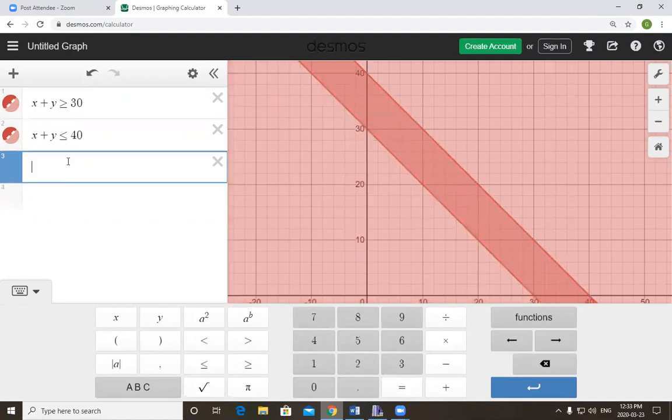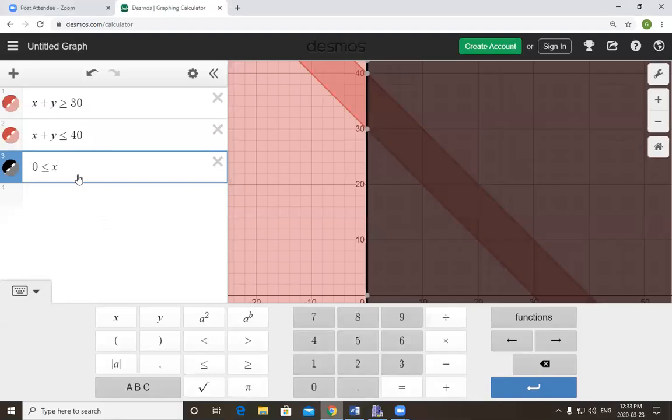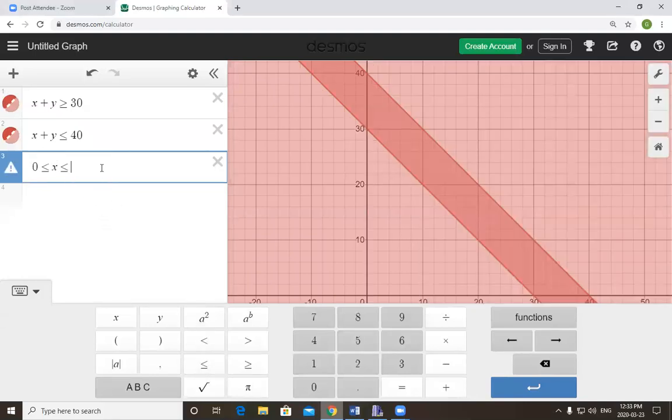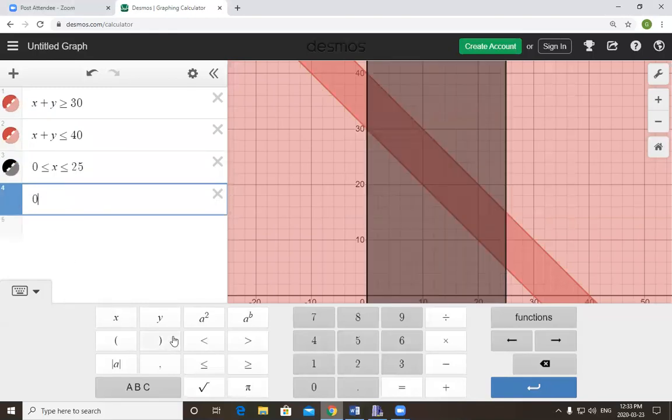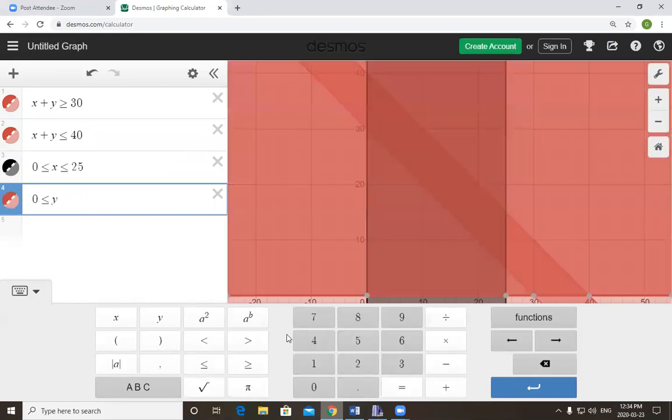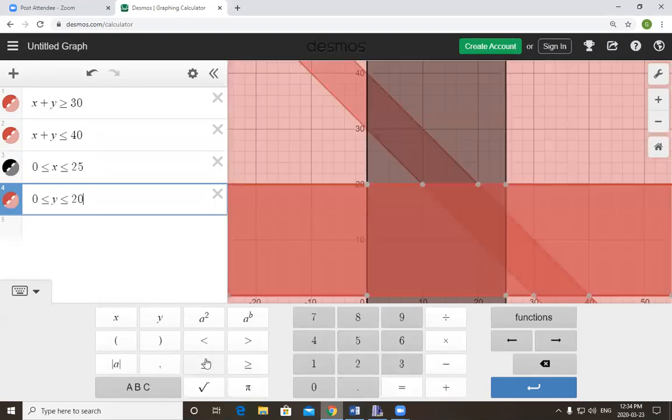So x plus y must be greater than or equal to 30. x plus y must be less than or equal to 40. And I'm working backwards, so just bear with me here. We'll do the original: 0 must be less than or equal to x, which must be less than or equal to 25. Yeah, we'll do it that way. And 0 less than or equal to y, less than or equal to 20. Okay, my apologies there. It is a Monday.